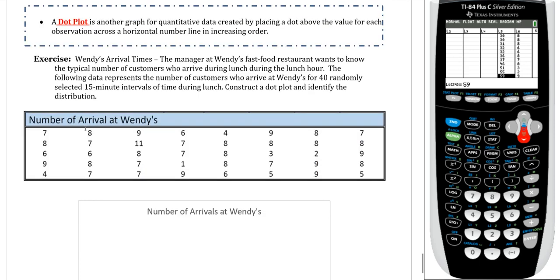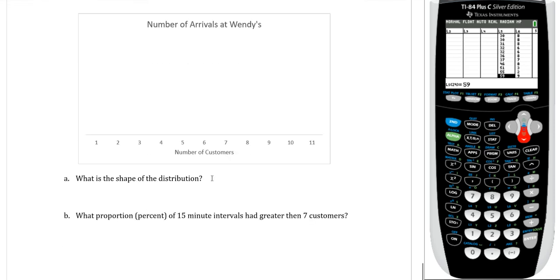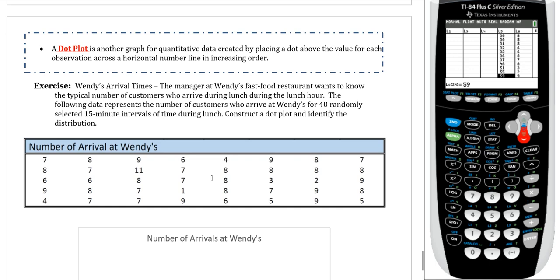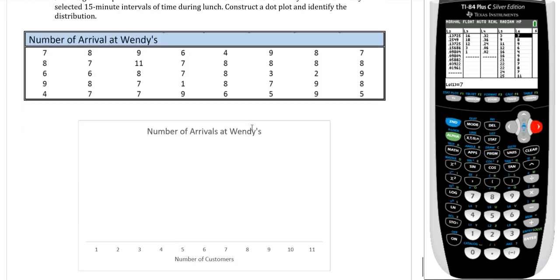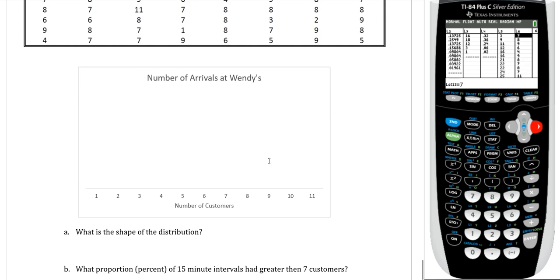One more type of graph that we have here. We have one more type of graph and then a couple questions with it. We have a dot plot. A dot plot is another graph for quantitative data. That is created by placing a dot above the value for each observation across the horizontal number line in increasing order. So what that means is that here we're going to have this number line, and notice there's no vertical axis here for us to work with.